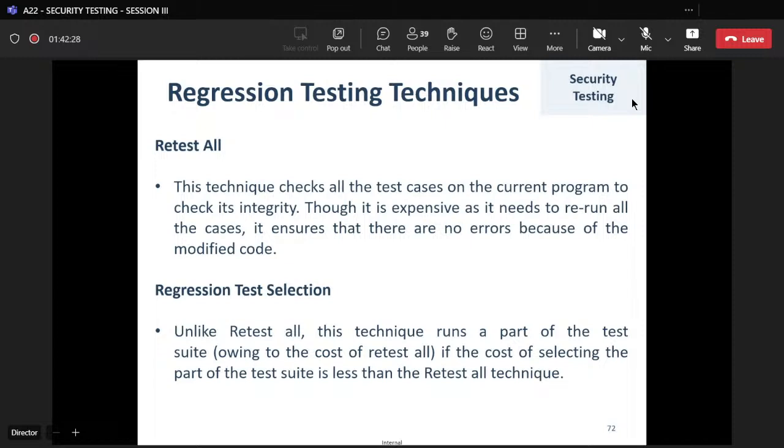Regression test selection. Here you're not going to test everything. You're going to test only based on the selection, and this is one of the techniques where you can minimize the time window required for the testing.